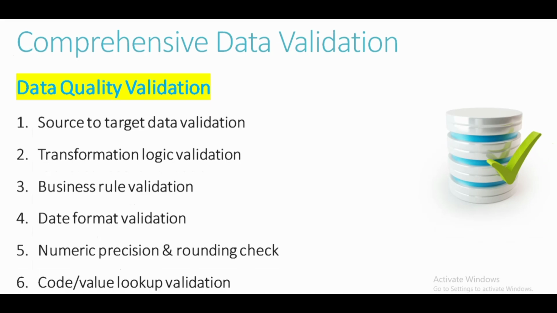Source to target validation. After that, we will write our own SQL query to compare source to target, wherever any transformation logic has been applied. So business rules, date format, numerical precision and rounding checks, and code value lookup validation. Suppose your source data is checking some other table, and from there they are loading another column's data into the target table. That validation we are checking is what we can call lookup validation.